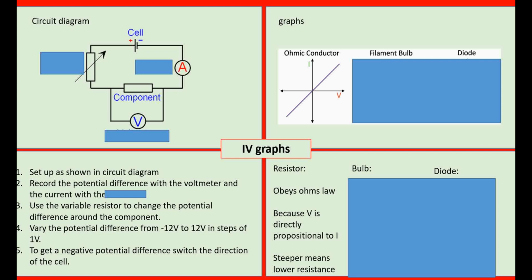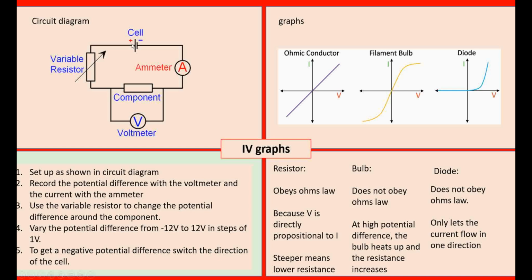Moving on. So in our circuit, we've got a cell that provides potential difference. We've got an ammeter in series with our component that measures the current. We've got a voltmeter in parallel with the component that measures potential difference. And we've got a variable resistor which allows us to control the current flowing through that component. When we want a negative potential difference, all we need to do is swap the direction of the cell. We change the direction of the battery, just like you have in a remote control: if you take the battery out, spin it around and put it back in, it will go to a negative potential difference. Lots of students forget that simple thing to change the direction.